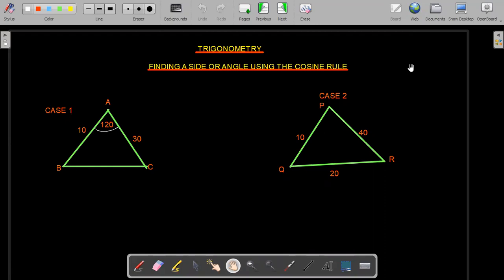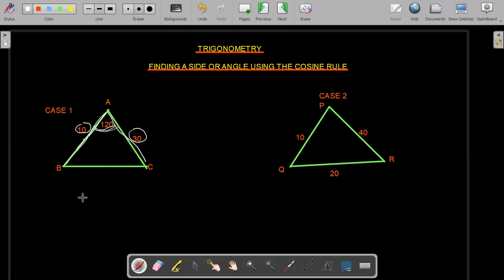Now, when shall we apply the cosine rule? We are going to apply the cosine rule mainly in these two cases. Case one, we have a situation where we have been given two lines, line AB and line AC, and between these two lines there is an angle. So we have that given and also that given, and between them we have been given an angle. In this case, we are going to use the cosine rule.